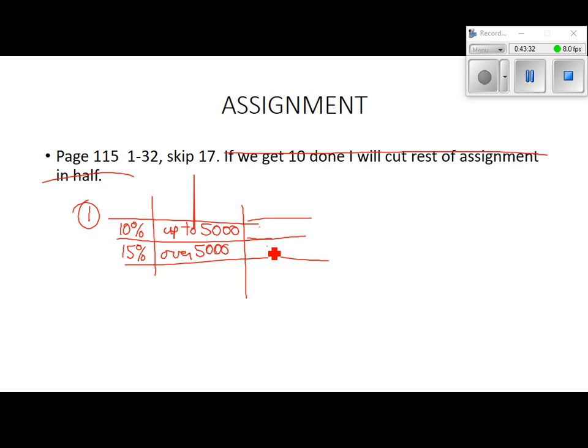What's the first thing we do? Did he sell more than $5,000? Yes. 10% of 5,000. Do that on your calculator real quick. Remember, it's times, right? 5,000 times what? 0.10. 500. Everybody agree with that? How much did he sell? 15,000.